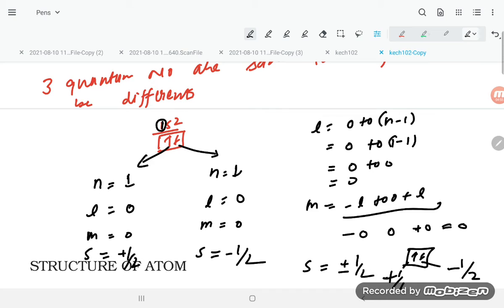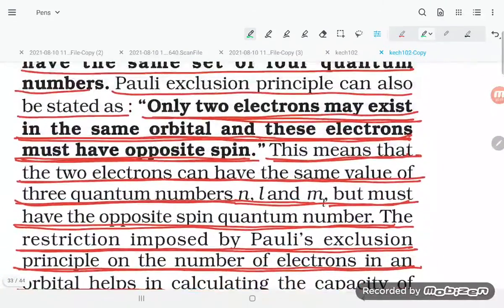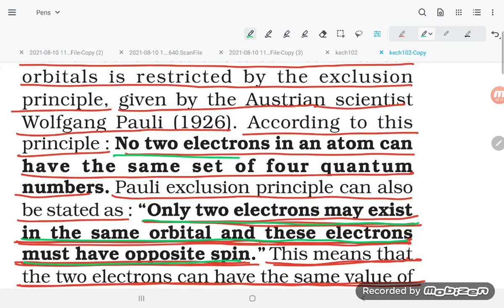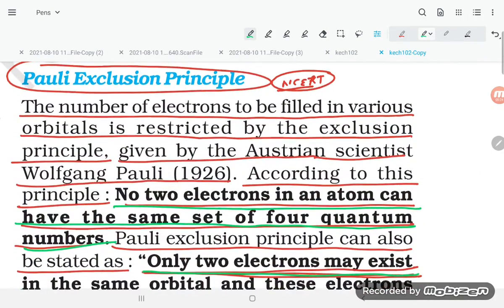So dear students, you can check it out. These three values are the same in both cases, but the fourth is different. So this is the Pauli exclusion principle. They are saying only two electrons may exist in the same orbital, and these electrons must have opposite spin. The other point is that no two electrons in an atom can have the same set of 4 quantum numbers, right? So this is the Pauli exclusion principle, student.